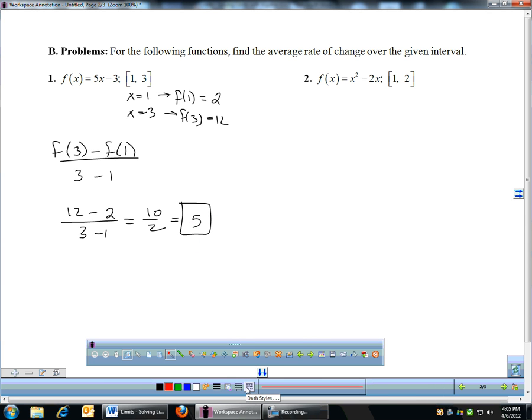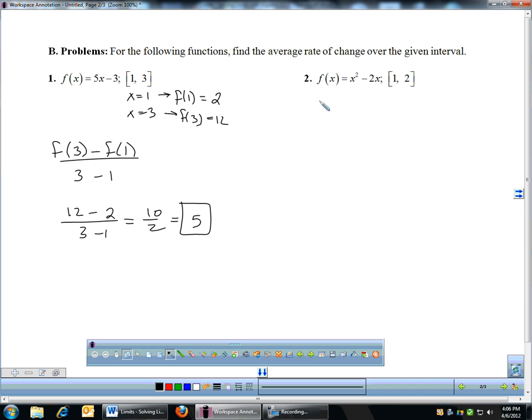If you're real astute, you would have known average rate of change is the same thing as finding slope, and this function happens to be a line with a slope of 5, so it's not a coincidence if average rate of change ended up being 5. But that only is true when you have lines. Number 2 here, this is not a line, this is a parabola, so this one we're actually going to have to go through and do the full formula for average rate of change.